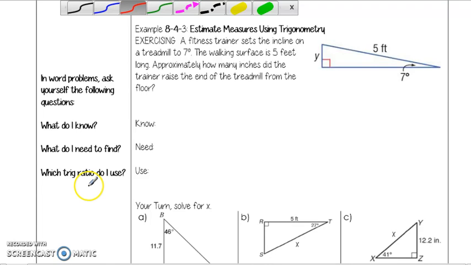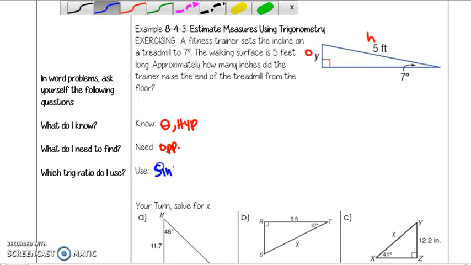As we get to these problems, if you don't have a picture, you definitely want to draw a picture and label it. Then we make our way through the know, need, and use. That really helps us set things up. So what do we know? Well, we know the theta, the degrees, and we know the hypotenuse. What do we need? It looks like the relationship that we need from the angle here is opposite. So O, we need the opposite. So what are we going to use? What uses O and H?